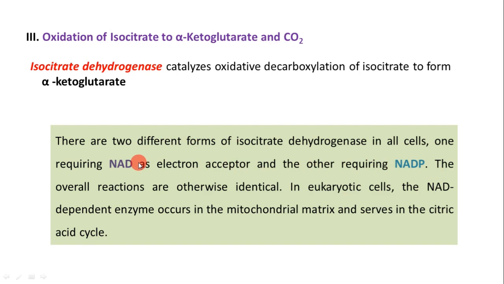Isocitrate dehydrogenase enzyme has two types present in all cells. One uses NAD for the dehydrogenation reaction and the other uses NADP. The overall reactions are almost identical. In the case of these two enzymes, the reactions are the same. In eukaryotic cells, the NAD dependent enzyme occurs in the mitochondrial matrix and serves in the citric acid cycle. The citric acid cycle takes place in the mitochondrial matrix. In eukaryotic cells, the isocitrate dehydrogenase enzyme present in the mitochondrial matrix utilizes NAD for the dehydrogenation.